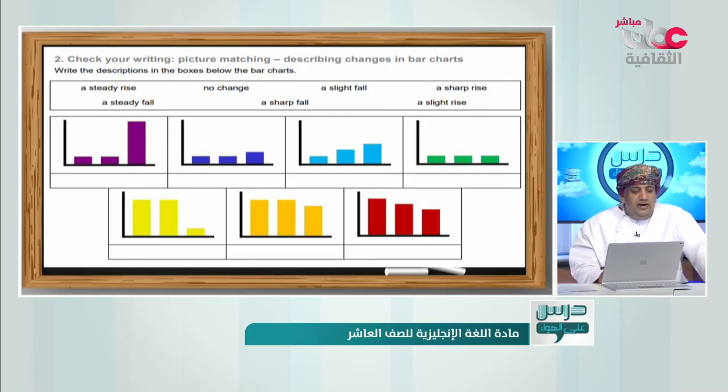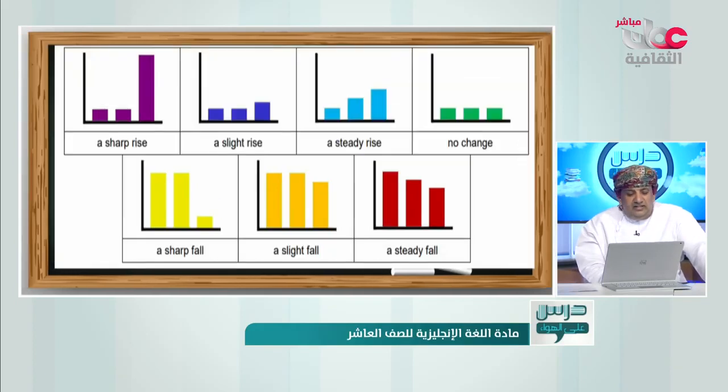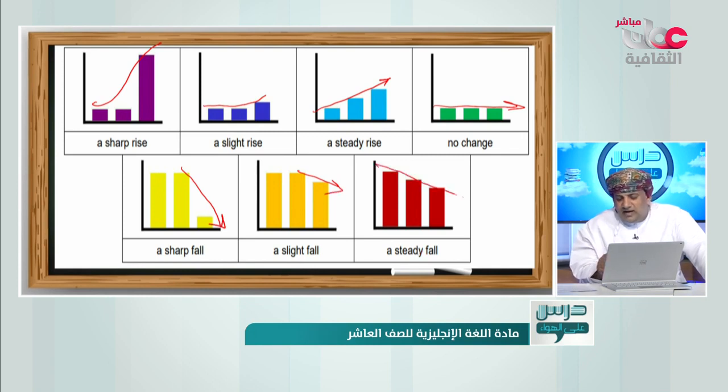So here we have some words: steady rise, no change, slight fall, sharp rise, steady fall, sharp fall, and slight rise. Okay, as you can see here, a sharp rise. It starts from here and goes up. Slight rise, here, it's not very big. A steady rise, it's continually like that. No change, it's the same. Okay, a sharp fall, it's from here to here, sharp fall. A slight fall, it's little. Here, a steady fall, it's down straight.